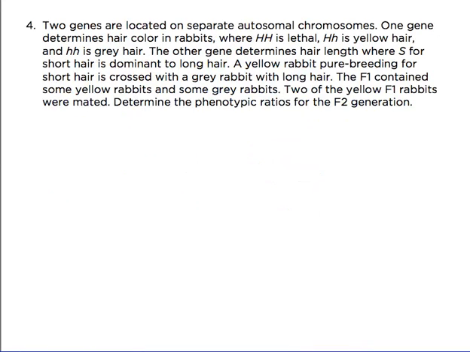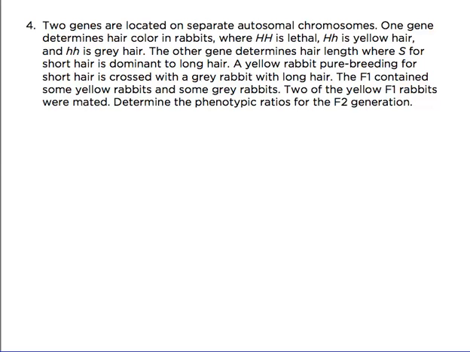Problem 4. 2 genes are located on separate autosomal chromosomes. One gene determines hair color in rabbits, where big H is lethal, big H is yellow hair, and little h is gray hair. The other gene determines hair length, where big S for short hair is dominant to long hair. A yellow rabbit pure breeding for short hair is crossed with a gray rabbit with long hair. The F1 contained some yellow rabbits and some gray rabbits. 2 of the yellow F1 rabbits were mated. Determine the phenotypic ratios for the F2 generation.